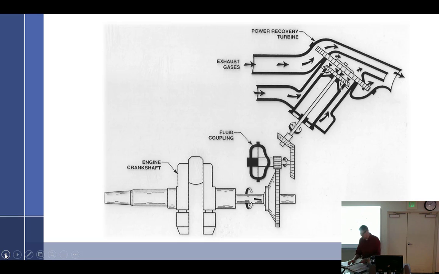Pressurization. Where do you get your pressurization from? The outlet of your turbo, but what does it go through first to limit?